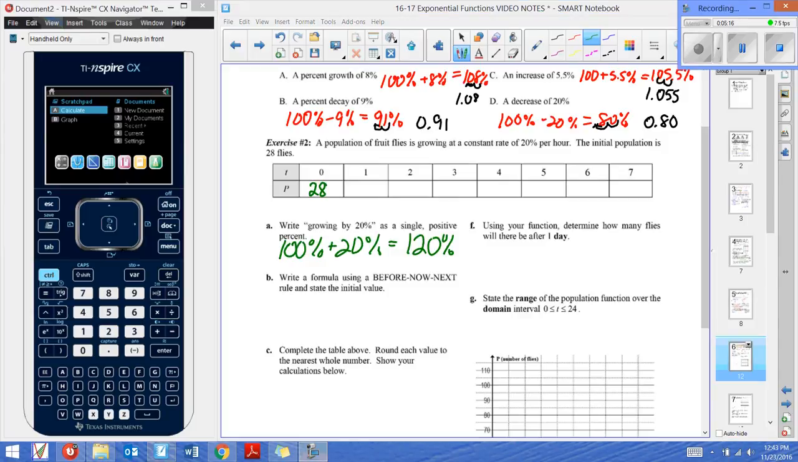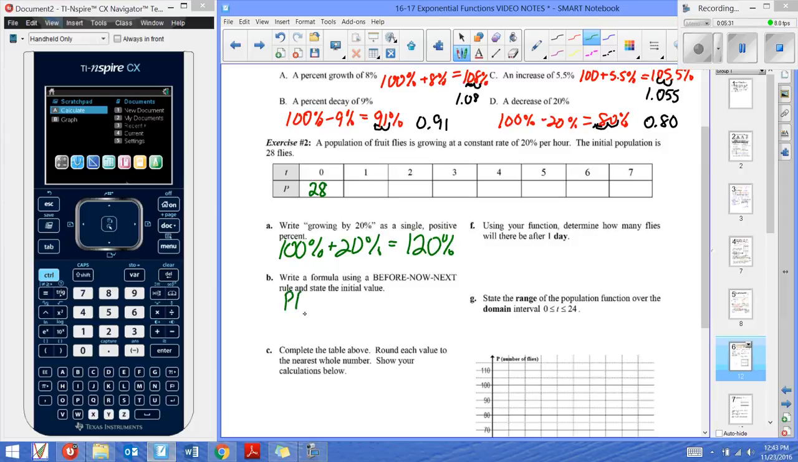Did you end up with 120%? Because that's what you should have. Nice job if you did. B says write a formula using before, now, next rules and state the initial value. Well, we know that the initial value, so P of 0, is how many flies? 28 flies. And how will we get to the next?